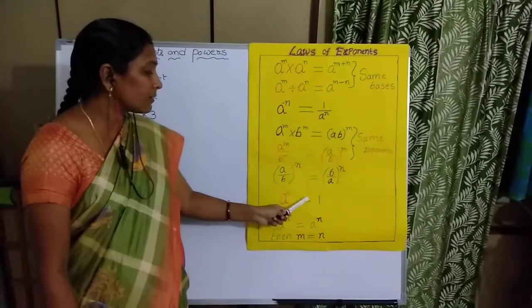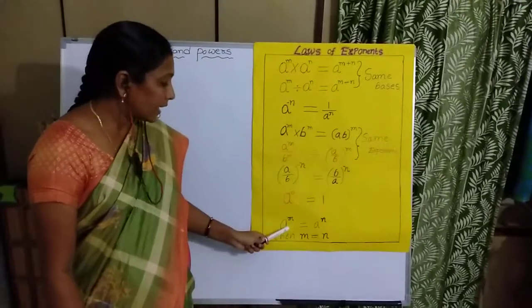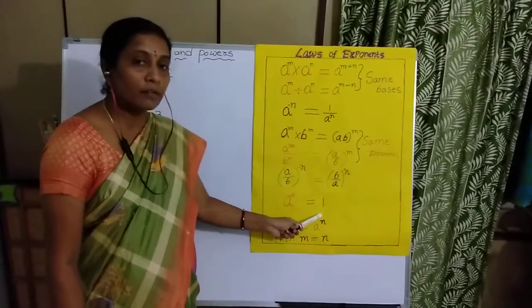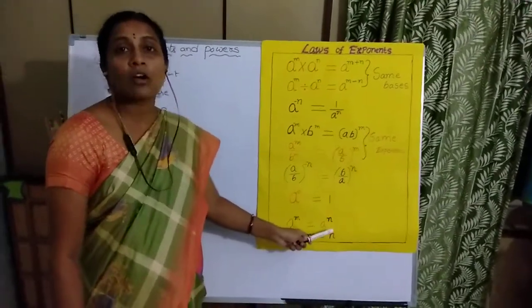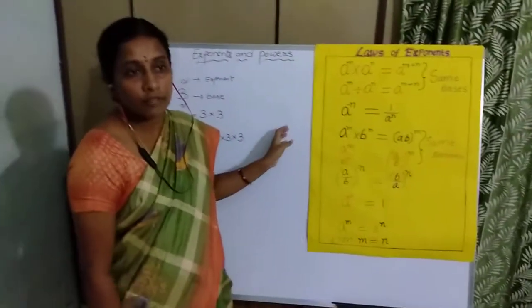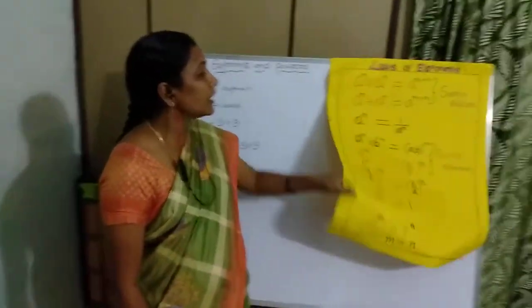Another one, a to the power 0 is equal to 1, and if a to the power m is equal to a to the power n, if the bases are equal, then automatically the exponents are also equal. So these are the laws of exponents that we learned in our previous classes.